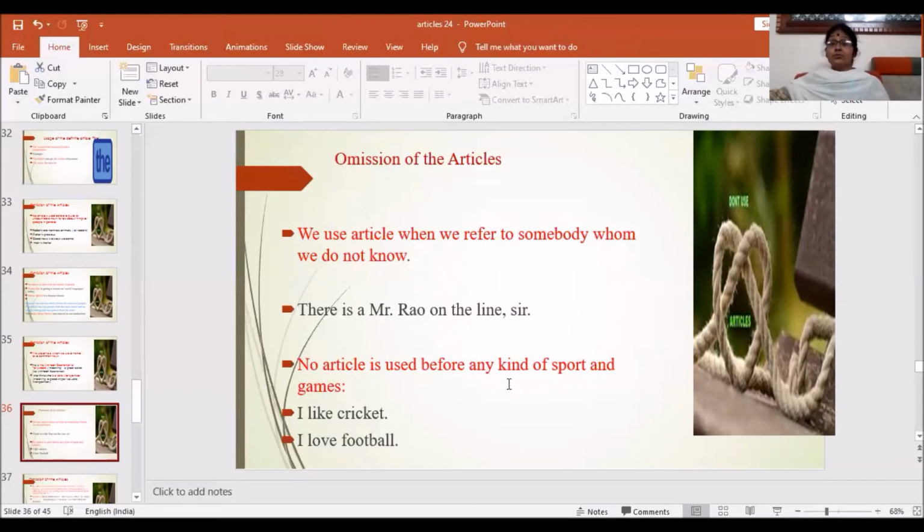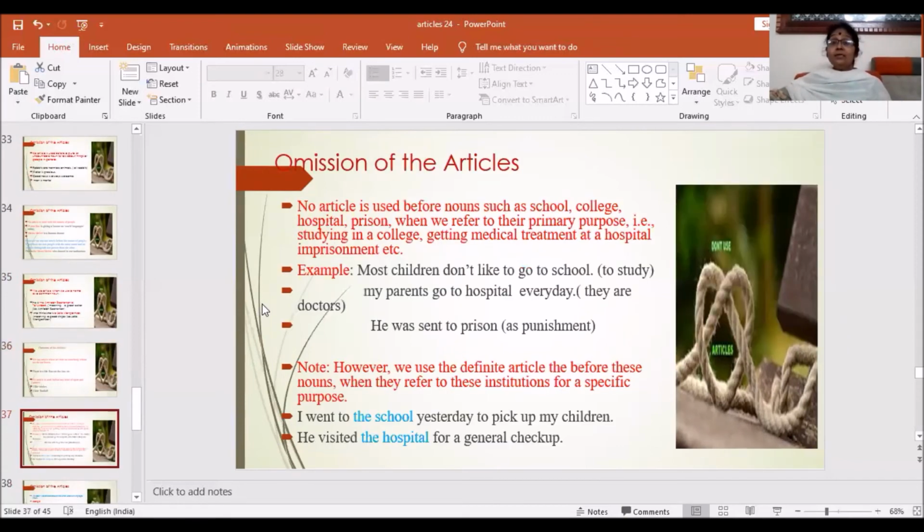No article is used before any kind of sports or games. I like cricket, not the cricket, right? I love football. So no article is used before the names of games. Then, no article is used before nouns such as school, college, hospital, prison, when we refer to them for their primary purpose. I go to school, if it is a student. Or I go to college, that's my primary job. A doctor goes to the hospital, that's their primary job. So they will not use any article over there, right?